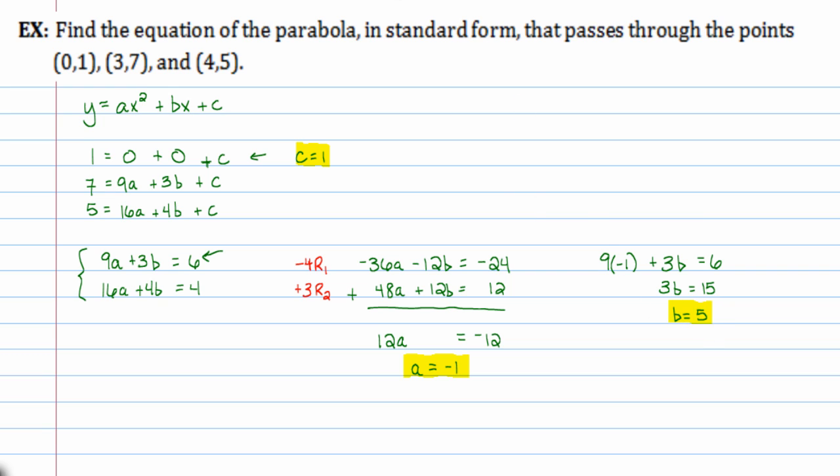So again, you see, not so hard to actually build these. The quadratic equation that yields the parabola that goes through those 3 points is going to be y equals negative x squared plus 5x plus 1.